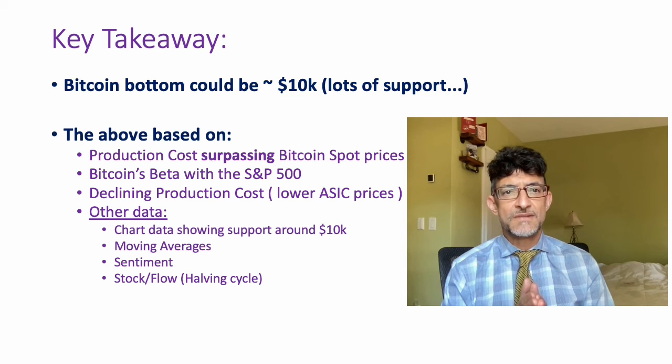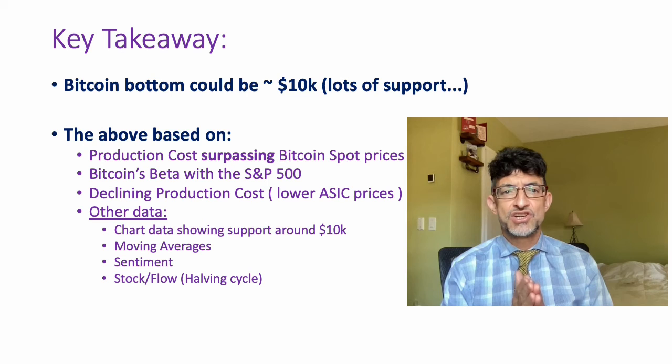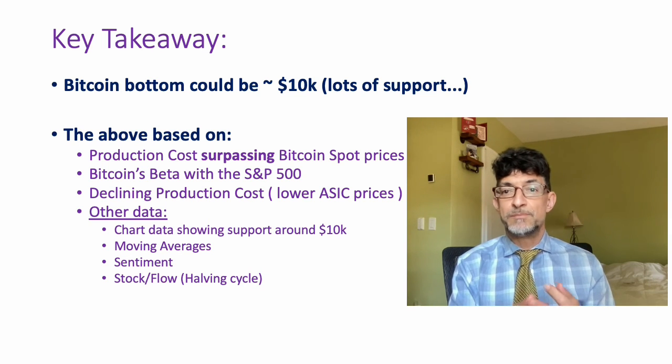So again, I think based on production costs, that Bitcoin could bottom around $10,000. I think this may occur around October. And the above is based on production costs surpassing Bitcoin's spot price. It's also based on Bitcoin's beta with the S&P 500. And it's based on production costs declining. And there's a whole host of other data supporting Bitcoin prices at 10,000 or even above. There's Bollinger Bands, there's DeMark indicators, Fibonacci. As I mentioned, there's moving averages, the sentiment, right?